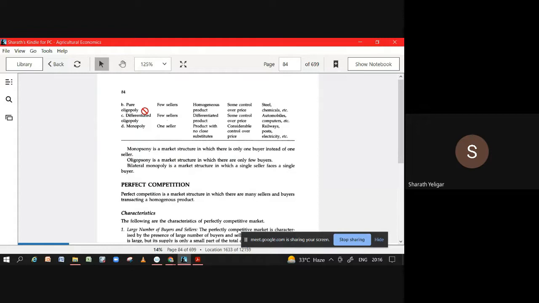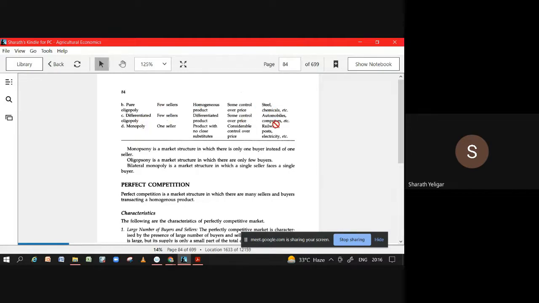Pure oligopoly, differentiated oligopoly. The only difference is in the product. In pure means homogeneous, differentiated means differentiated product. Oligopoly, oligo means what? Few sellers. See, few sellers with homogeneous product, like steel, chemicals.